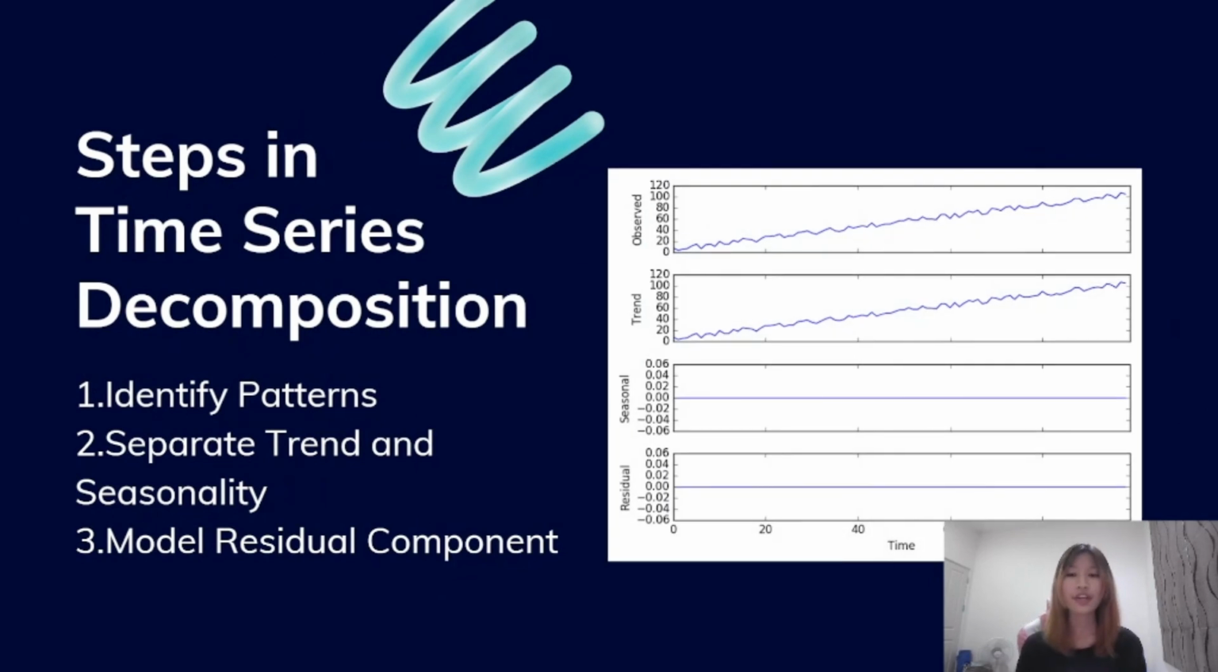How does time series decomposition work? First one is identifying patterns. We can visually examine the time series plot to recognize trends, seasonal patterns, or irregular fluctuations. Separating trend and seasonality, we can apply a decomposition method to isolate trend and seasonality components. And the last one is modeling the residual component. We can analyze the remaining data portion representing random variation or irregularities.